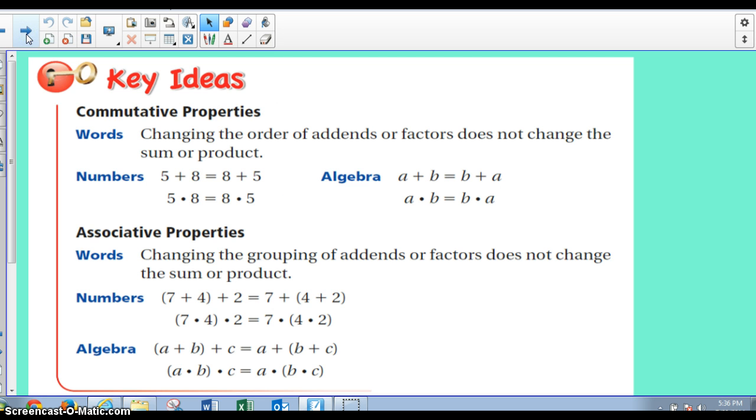Let's look at Lesson 1. First of all, we do have key ideas. Please write these properties down and come back to the video.